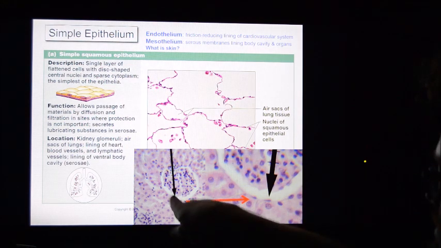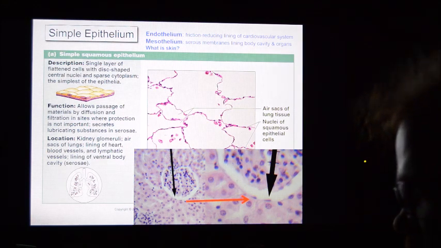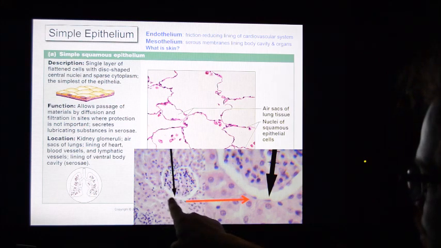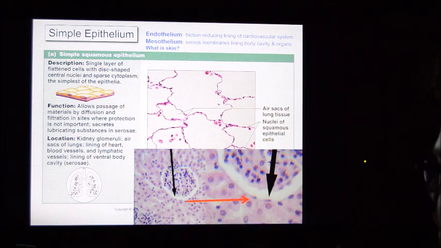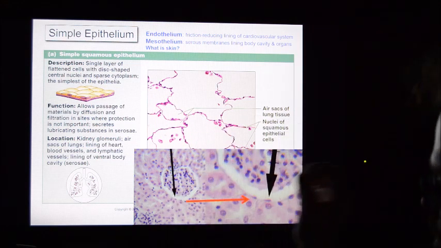Same story in the kidneys. So when you're making urine, you have to have a very quick exchange. And what you see here is a nephron, a kidney nephron with Bowman's capsule lining it. This capsule is lined with simple squamous epithelium.